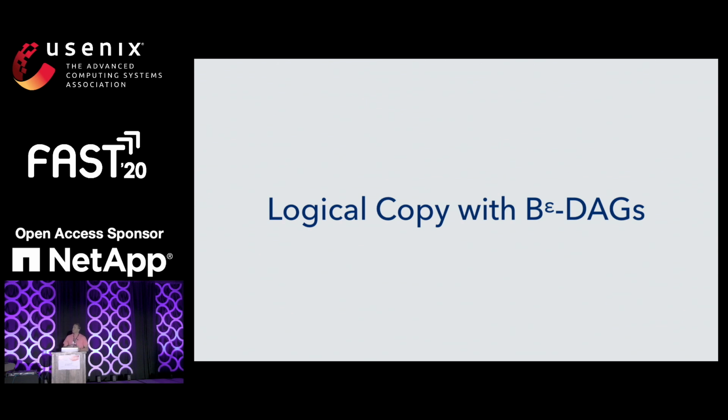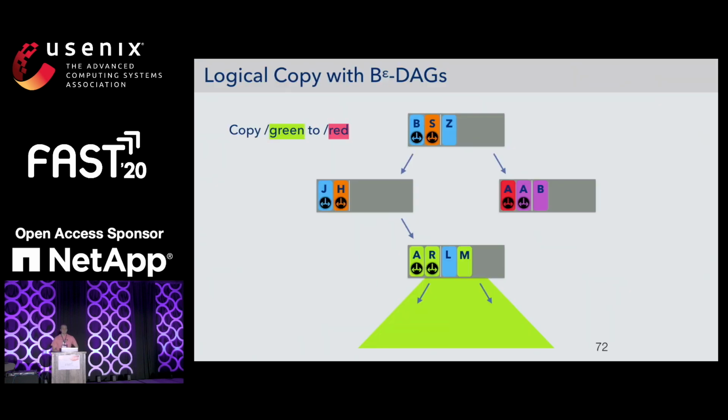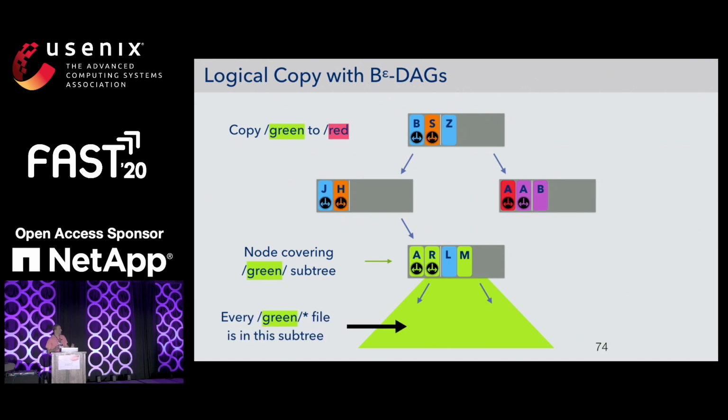Okay, so let's see how we can implement a logical copy by changing these beta epsilon trees into beta epsilon DAGs. So here's a beta epsilon tree, and suppose we want to copy /green to /red. Let's suppose that all the data in this tree for the /green directory is kept somewhere in this tree below this node here. So this node covers the whole /green subtree. So every /green file is somewhere down here.